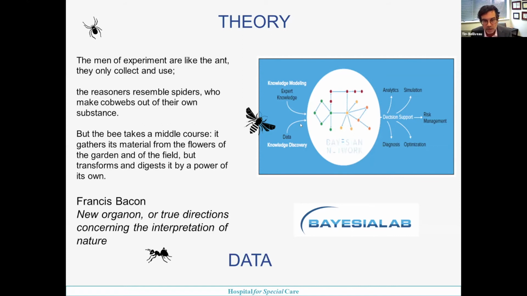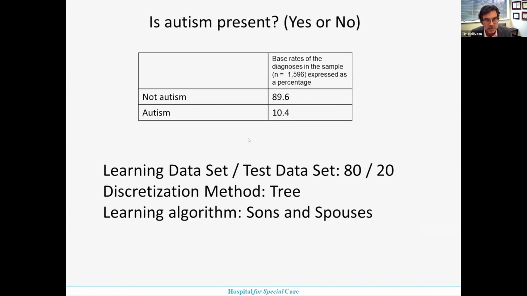And so many other machine learning products, I'm sure, can do this, but in this example, what we're showing is a data-up approach to developing a Bayesian network to integrate this information without any top-down or expert knowledge. So the example here is a simple question: is autism present or absent, yes or no? And in the Healthy Brain Network Child Mind Institute data set, 89 or 90% of the children do not have a diagnosis of autism and 10% did.